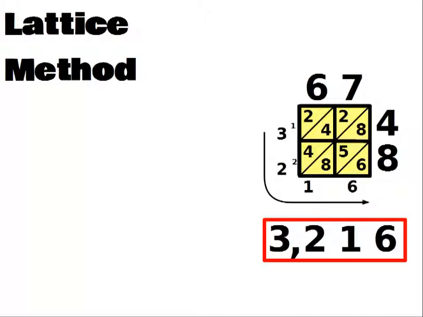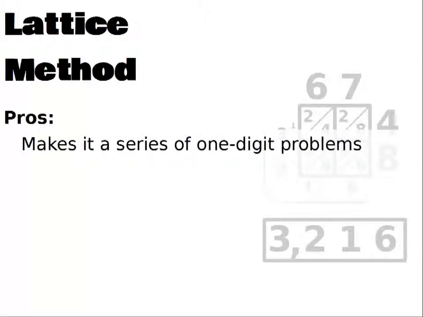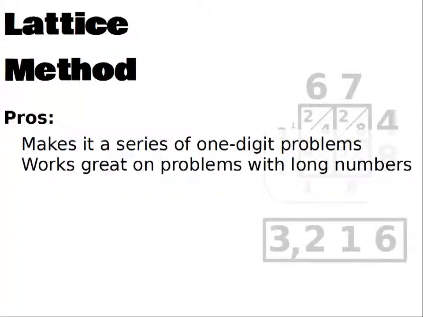Now, like everything else, it has its pros and cons. Here are some pros. First, it makes your problem into a series of one-digit multiplication problems, and it makes it really easy to figure out what things you're multiplying by what things. It works really great on problems with long numbers with lots of digits. You need to make a bigger grid, but it works really great because kids can focus on just one multiplication problem at a time. And since they can do that, it's easy for them to avoid making silly mistakes that they might make otherwise. Things like forgetting what numbers they're multiplying by.